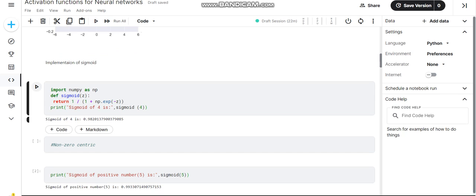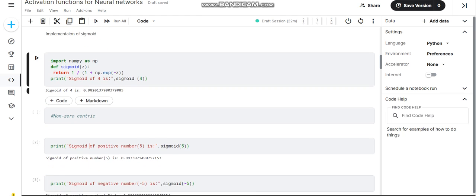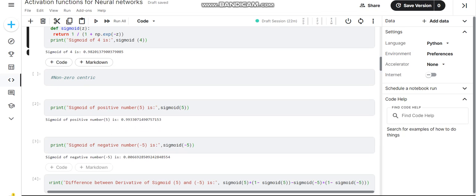Let us see what is the value of sigmoid function of 4. It is 0.982. Now let us see the sigmoid of 5. The sigmoid of 5 is 0.993. So we see the value of sigmoid increases with the value of x. Now let's see the value of sigmoid of minus 5. It is 0.006.